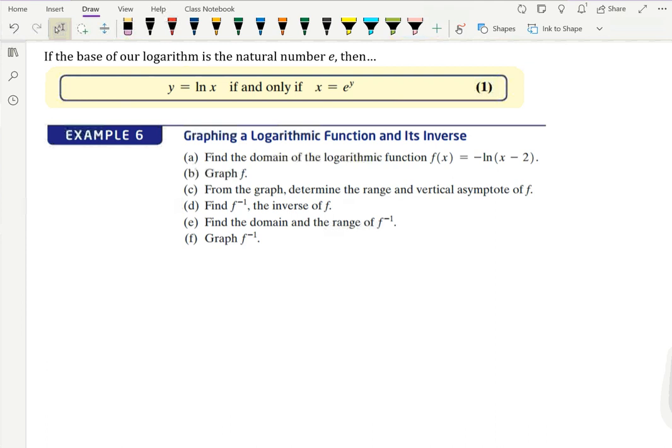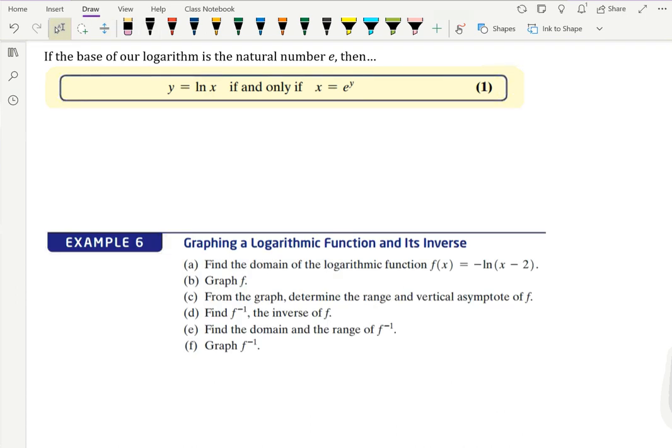If the base of our logarithmic function is the natural number e, then we say we have y equals ln of x. So if we have y equals log of x base e, we can rewrite that as y equals ln of x. The natural log, or the log of base e, appears so frequently that we have a common abbreviation: ln.